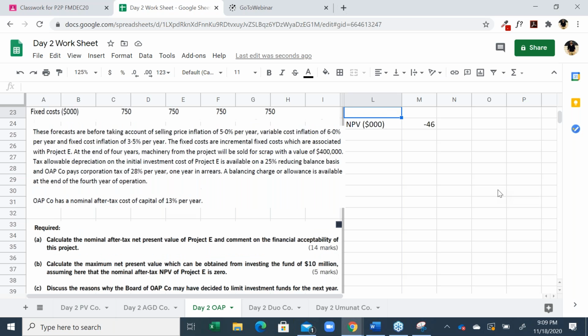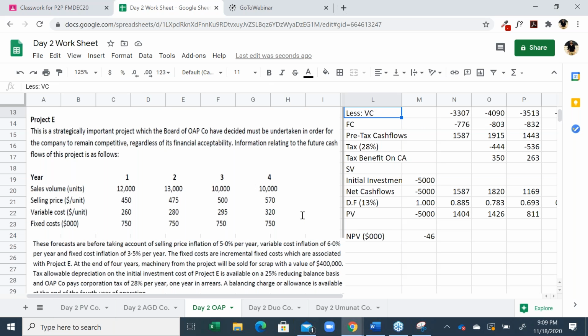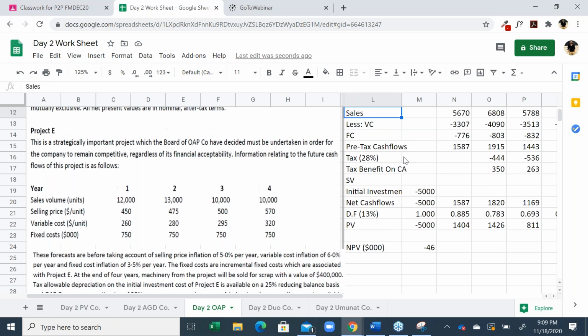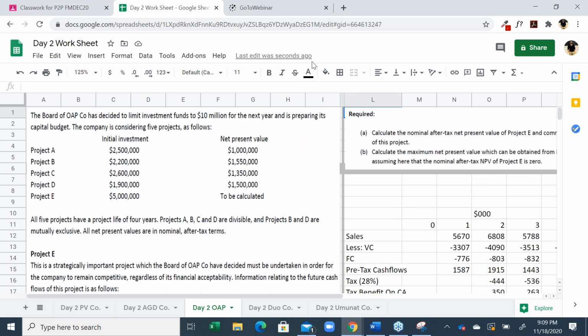So now what to do? If you remember, in the start, the question mentioned that the projects are divisible. And that's a very important thing to note down in a capital rationing question. If the projects are divisible, it means that we can undertake a project either completely or partially. A non-divisible project is a project which we cannot have partially. Either we have to undertake the project completely or we have to leave it. So we can't have it in parts.